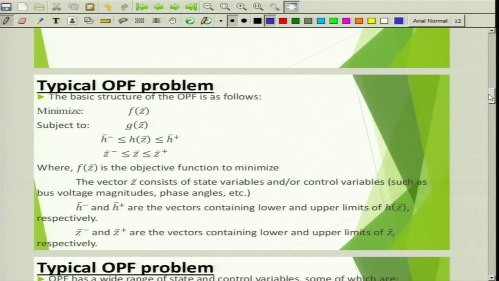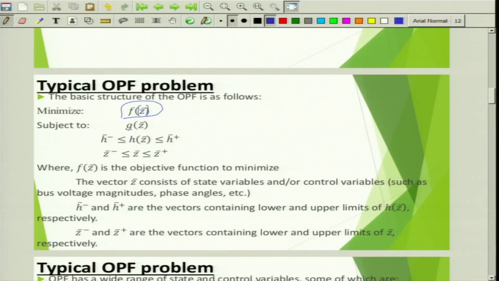So the basic structure of optimal power flow looks like this. There is a minimization function. Z represents the set of state variables: voltages, phase angles, and many other parameters, tap changing transformer positions and all these things. Subject to an equality constraint, and there could be some inequality constraints, and everything is dependent upon these state variables. Each state variable may also have its own limit, like voltage is a state variable but voltage has its limits, and phase angle is a state variable and that may have some limits.